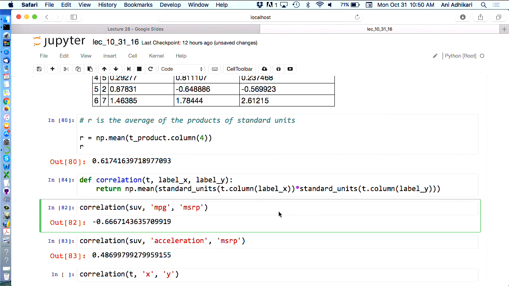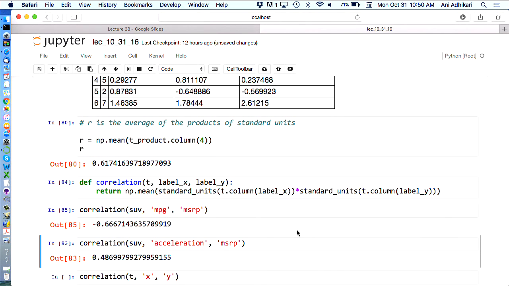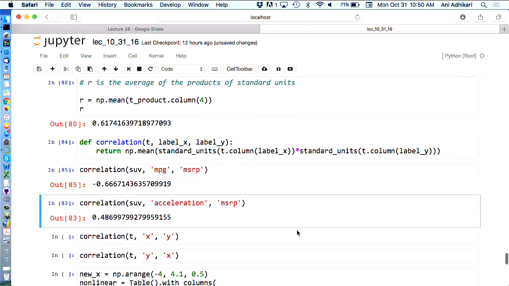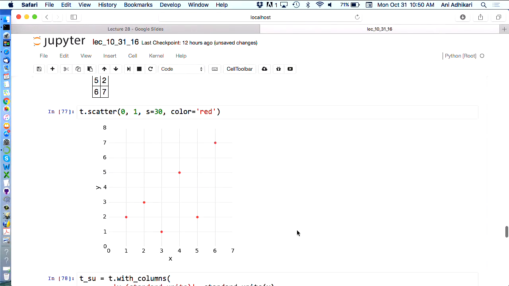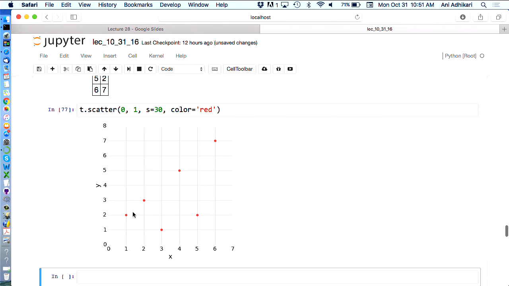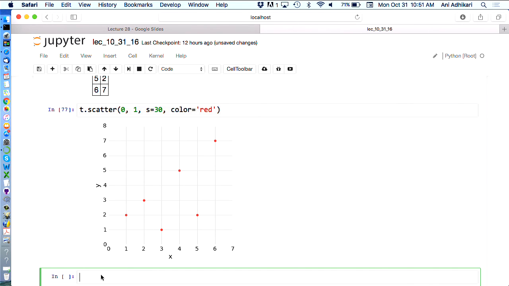And let me make sure that I didn't mess anything up there. No, it's fine. Okay, so there is one thing that I would like you to observe. That's my scatter diagram, X versus Y. What happens if you switch the variables?